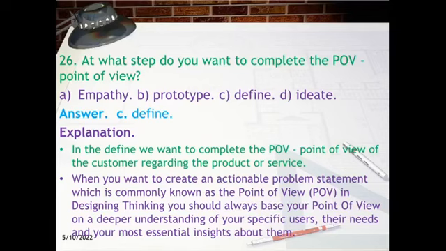26. At what step do you want to complete the POV, point of view? A. Empathy. B. Prototype. C. Define. D. Ideate. Answer. C. Define. Explanation. In the define step, we want to complete the POV, point of view, of the customer regarding the product or service. When you want to create an actionable problem statement, which is commonly known as the point of view, in design thinking you should always base your point of view on a deeper understanding of your specific users, their needs, and your most essential insights about them.